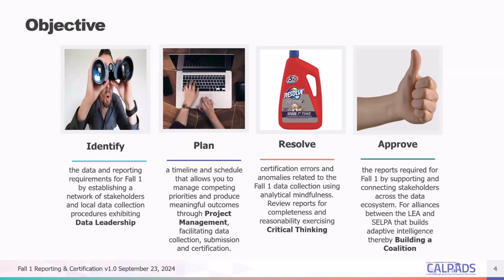And then you want to be able to approve the reports required for Fall 1 by supporting and connecting stakeholders across the data ecosystem. In doing so, you're going to form alliances between the LEA, the CELPA data coordinator, and the SEDS data coordinator. This would be building a coalition. Again, we want to emphasize building a data team. If you went to any of Rebecca's trainings, she talked about building a village. This goes back to a network. You need to pull people in however you can, by guile, by force, whatever, to support you in this Fall 1 submission.